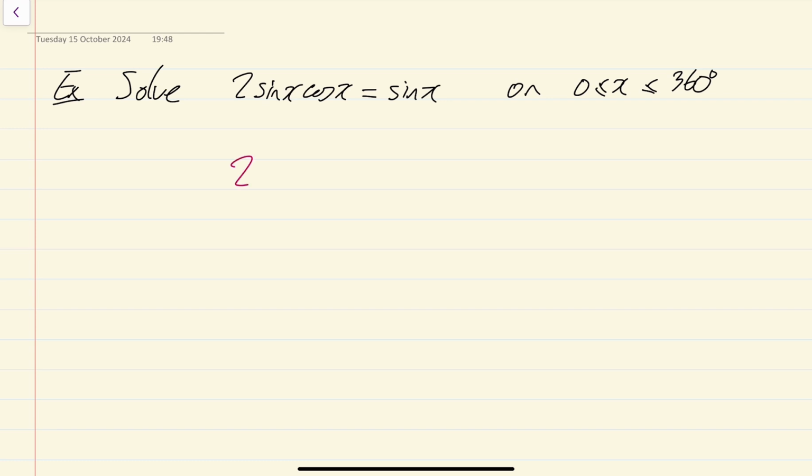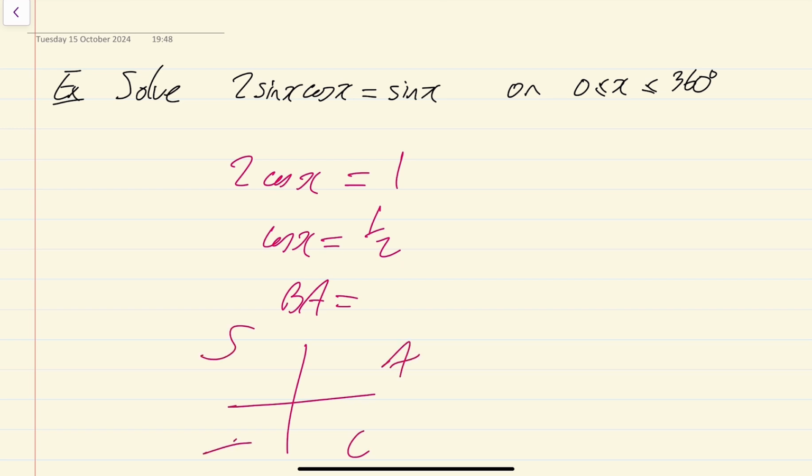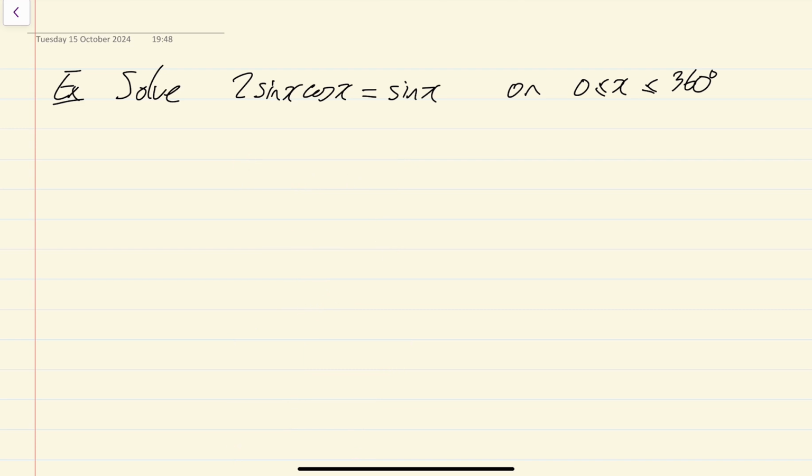What a lot of people will do is they will see a sine on both sides and they'll divide through by sine to give you 2 cos x equals 1, which then goes on and gives you cos x equals a half. You can then do your basic angle, do your CAST diagram from there. Now, that's all well and good, and you're getting some of the answers, but you're losing out on some of the answers as well if you do it this way. So if you can, try and avoid dividing across.